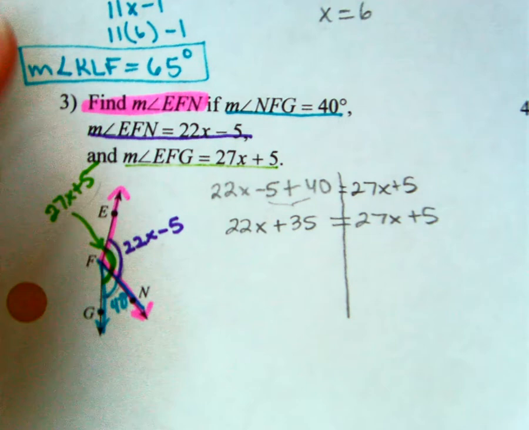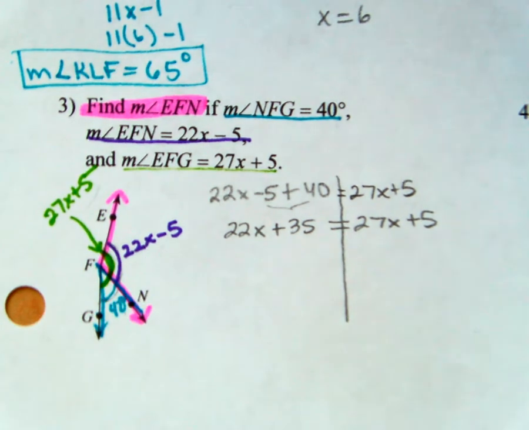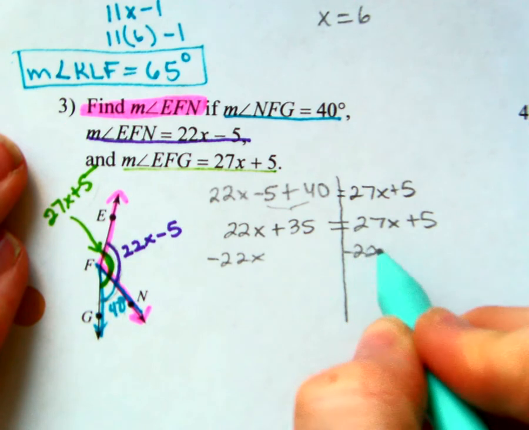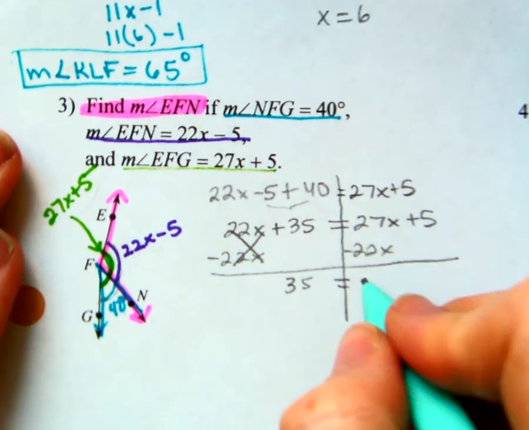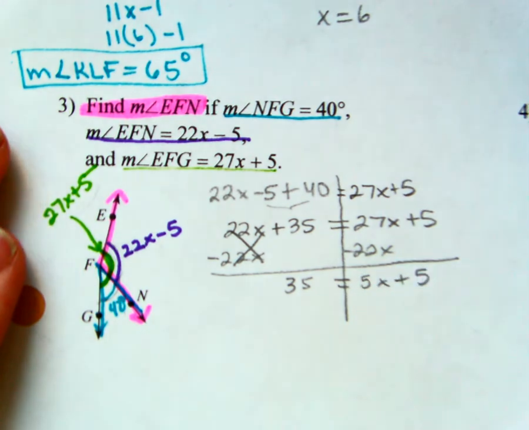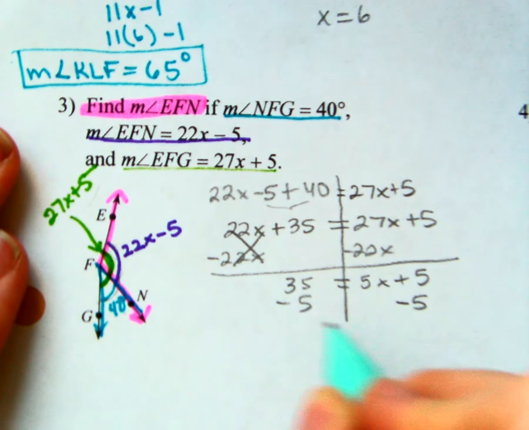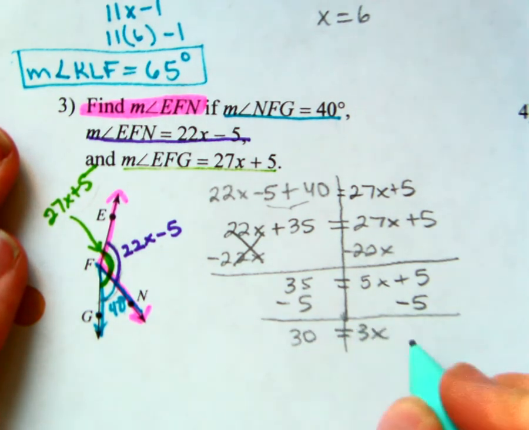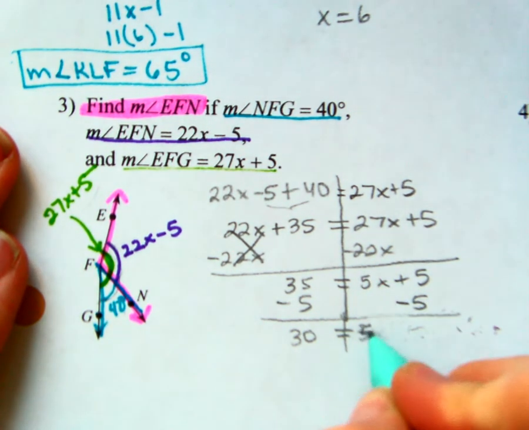Now I have x's on both sides of the equal sign, so I'm going to eliminate the 22x on this side so that I only have an x on that side. So minus 22x minus 22x. So I have 35 is equal to 5x plus 5. And then I'm going to eliminate this 5. So minus 5 minus 5. So we have 30 is equal to 5x. I can't read my own handwriting, guys.